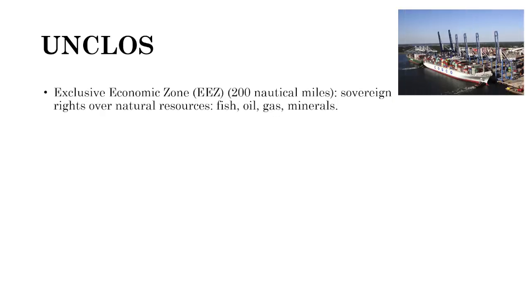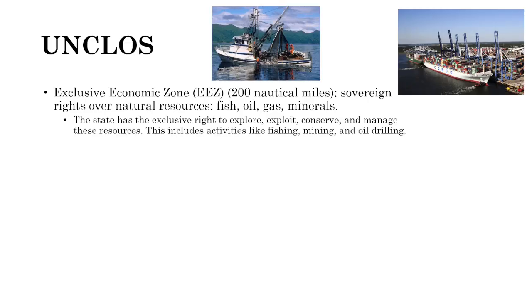The next is the exclusive economic zone, the EEZ, and that extends up to 200 nautical miles from the shoreline, and that's where sovereign rights over natural resources are present. So they have the right to fish, to collect oil, to extract gas or other minerals and resources from the waters. The state has the exclusive right to explore, exploit, conserve, and manage these resources. They can leave them alone, or they can exploit them and take as much fish as they like.